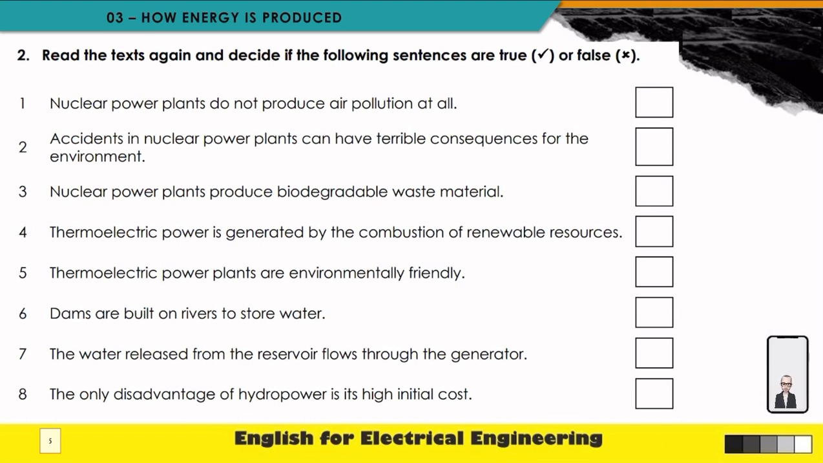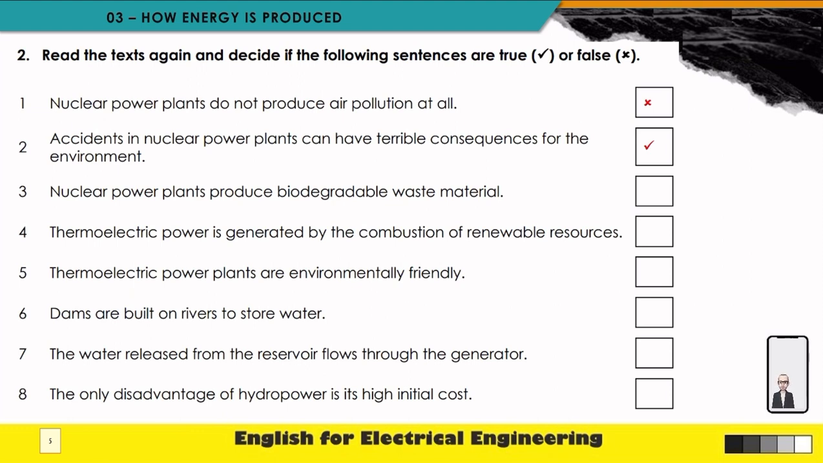So the first one here is nuclear power plants do not produce air pollution at all. If you guessed false, you guessed it correctly. Accidents in nuclear power plants, for number 2, can have terrible consequences for the environment. This, of course, is true. Number 3, nuclear power plants produce biodegradable waste material.